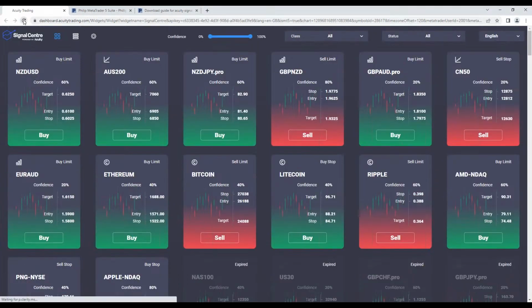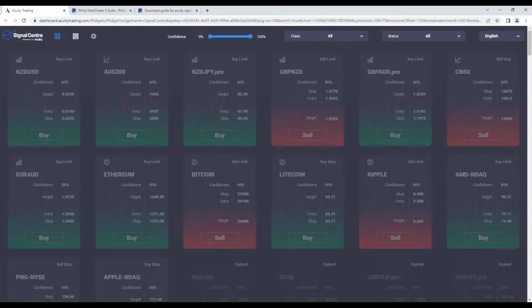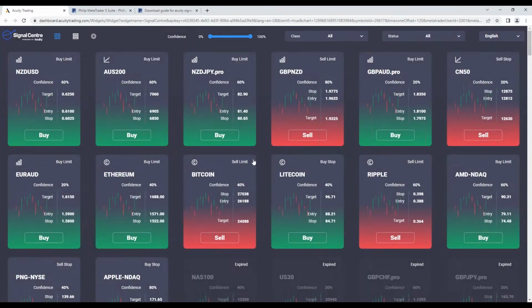So if you have a live account with Phillip MT5, then you'll be able to access this full suite of data here, this full suite of trade signals. Okay, so let me go through with you how this goes about. Essentially, each tile that you see here represents one trading idea. As you can see, you have many different kinds of asset classes: forex, indices, and even some share CFD.